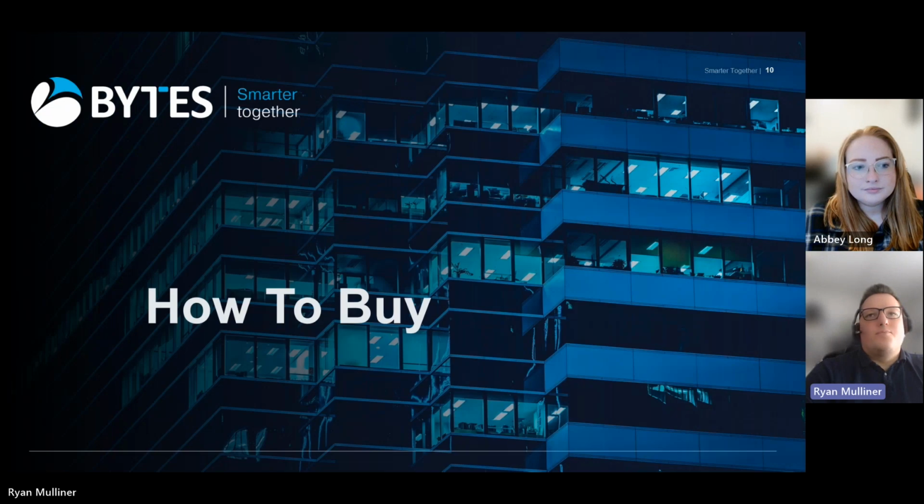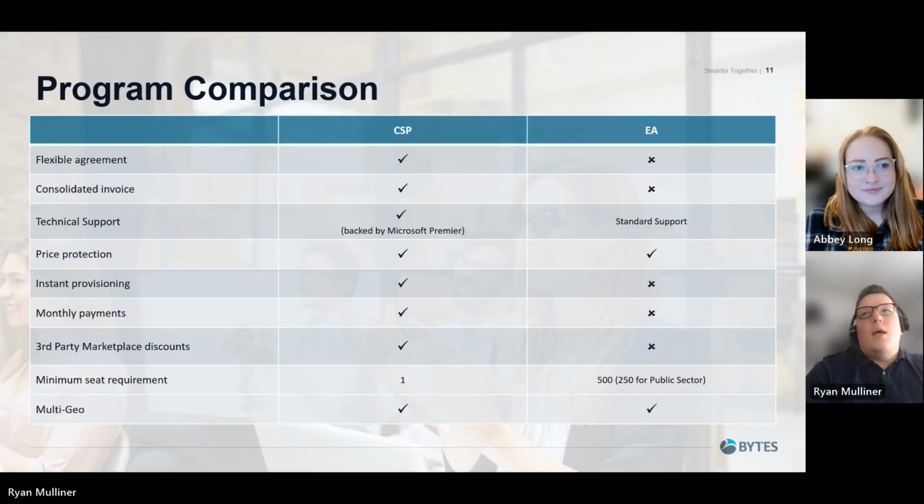So how to buy. As with most online services, the decision comes down to EA versus CSP, which both have different pros, cons, and benefits. EA is aimed at businesses with 500 and above user devices with company-wide coverage, whereas CSP doesn't have a minimum commitment. This doesn't mean that if a business has 500 users, they should go EA. There are pros and cons of both, which can be explained further on a call in a licensing workshop.